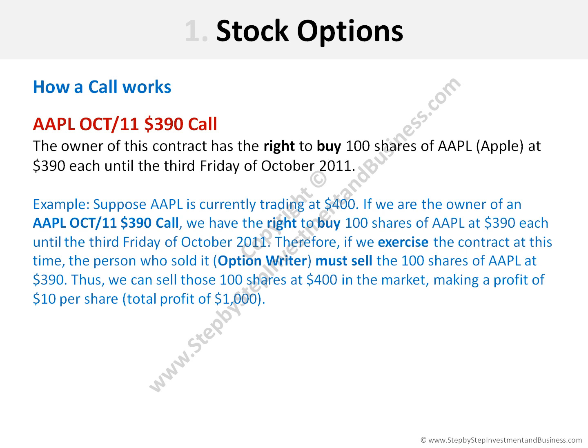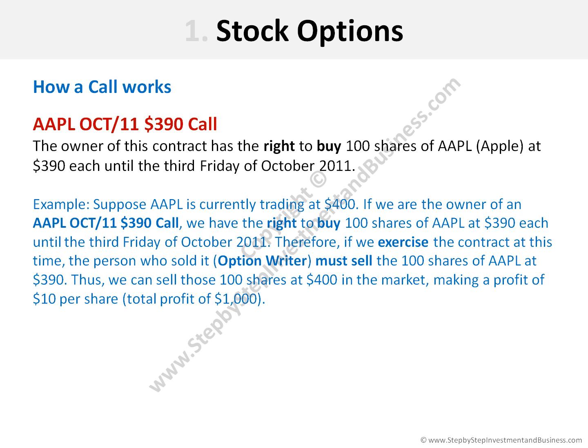So, let's consider the following example. Suppose Apple is currently trading at $400. If we are the owner of an Apple October 2011 strike price $390 call, we have the right to buy 100 shares of Apple at $390 each until the third Friday of October 2011.